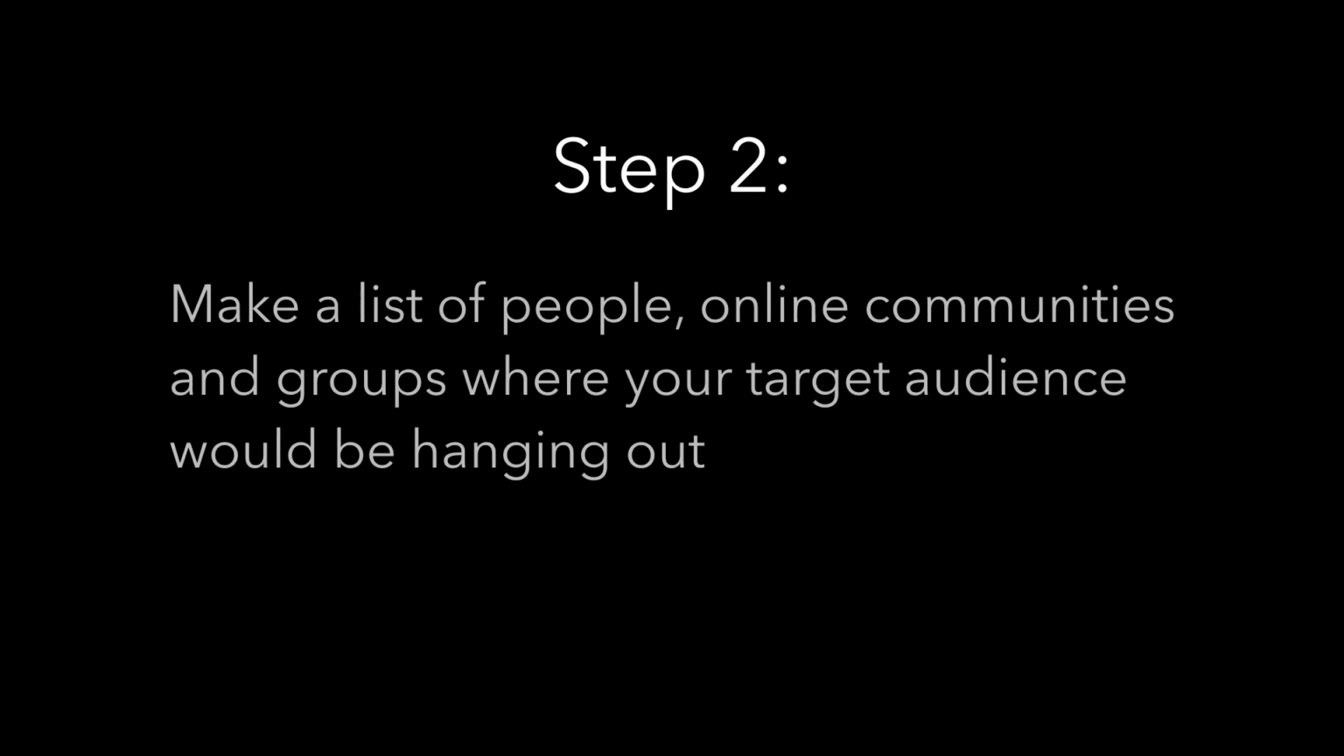Now, once you have a specific target group or audience that you want to focus on, you can move on to step 2. The second step is to make a list of people, online communities, and groups where your target audience would be hanging out. This one is simple. You start with the people you know and who you are closest with in your network, and you work your way out to complete strangers.